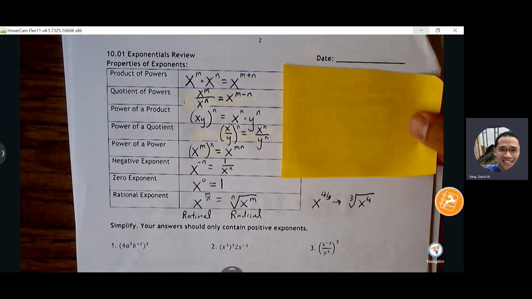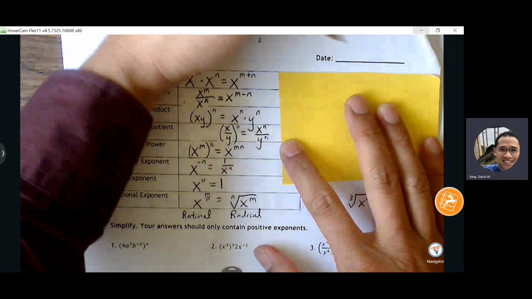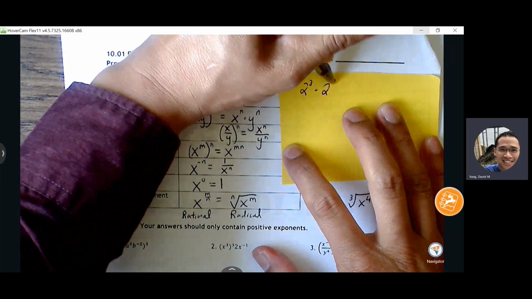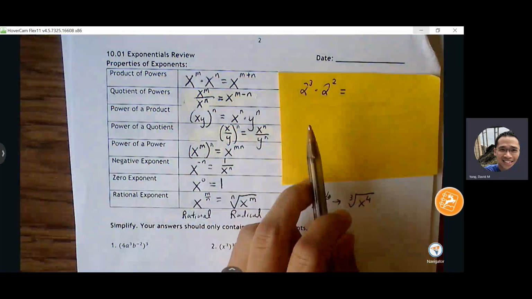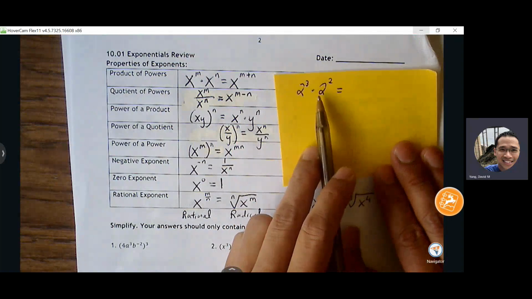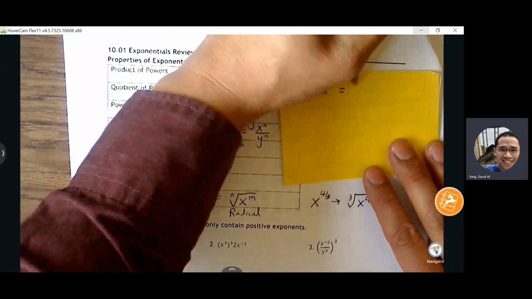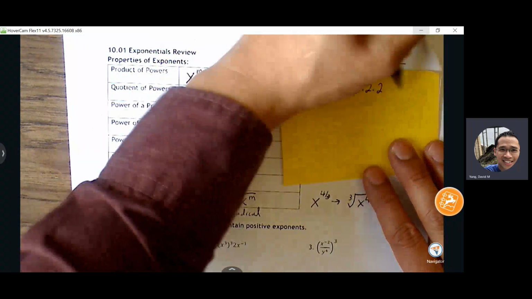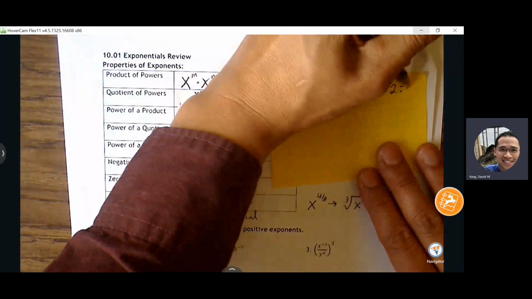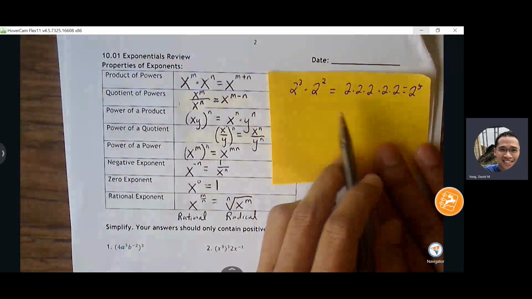Just to give a quick example of this, imagine I had 2 to the third power times 2 to the second power. There's 3 2's here, there's 2 2's here. I'm going to have a total of 5 2's, right? This is 2 times 2 times 2 times 2 times 2, right? This is really going to be 2 to the fifth power.